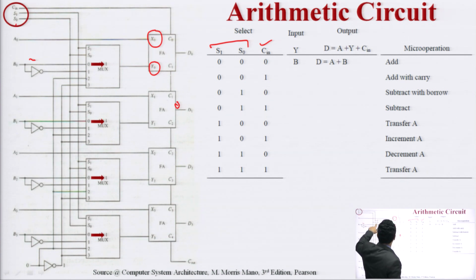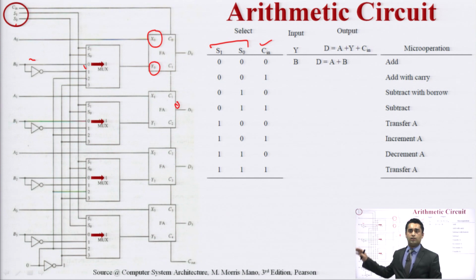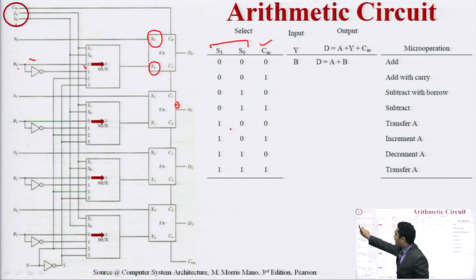In this case the mux is selecting the 0 line, and this 0 is the output of all the muxes. Here this combination means 0 is taking the direct value of B0, and this 0 is taking the direct value of B1, B2 and B3. It means we have a number A and a number B of 4 bits.